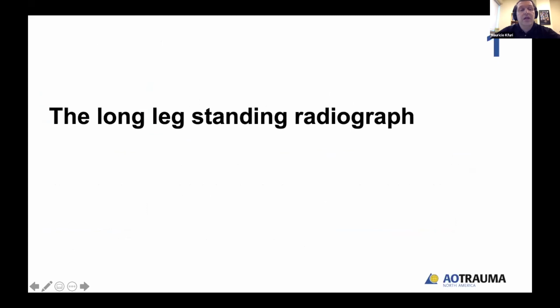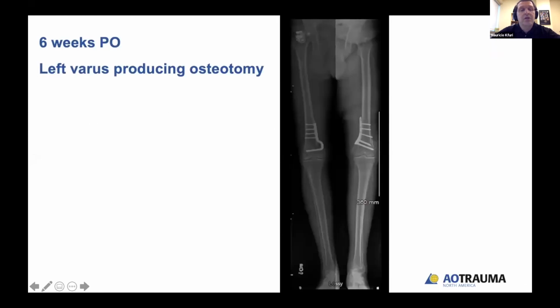The first thing is the long leg standing radiograph. It's a critical thing that we take it right. So this is a patient of mine, 6 weeks after surgery. I've done a varus producing osteotomy, a medial closing wedge for the left lower extremity. And when I requested the postoperative alignment, this is what I got.